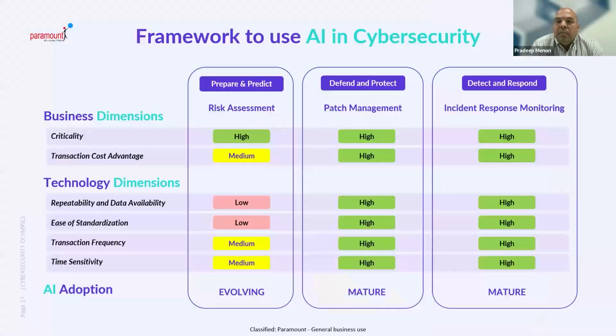So you can see from what we saw for risk assessment, patch management, and incident response management, that while risk assessment is evolving in nature, it would take some time for it to have complete AI adoption and to get very reliable predictions from an AI tool regarding risk assessment. You will be able to get very good results when it comes to patch management or incident response monitoring. The adoption is very much possible with the current level of maturity of AI.